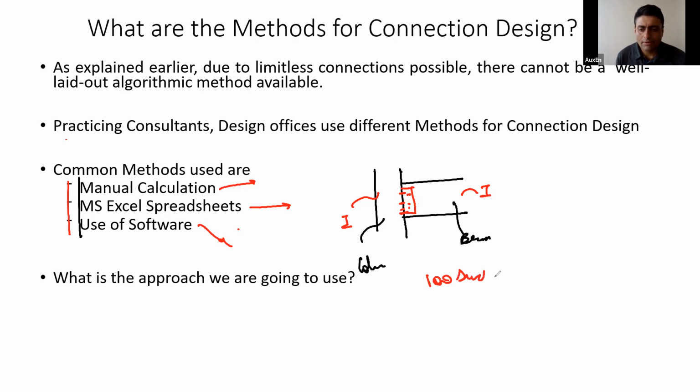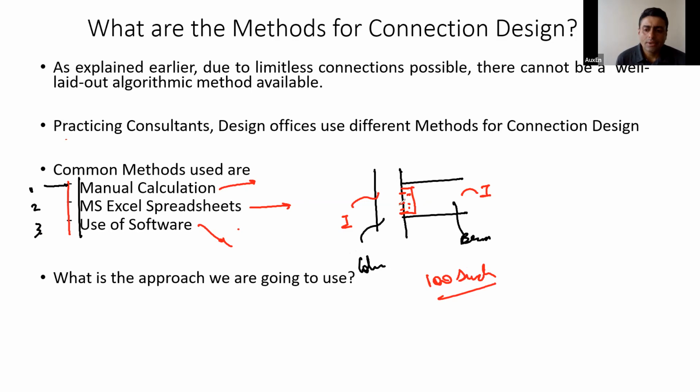If I have to do 100 such connection designs, I understand the behavior of this connection, I understand the working, I understand the manual calculations behind it. So if I have to do this repeated job, then I will do it using what? Then out of these three approaches, which approach will be a better approach? The question is understood, right?